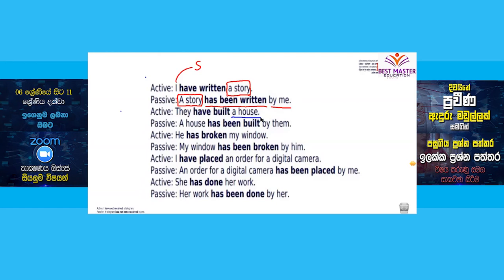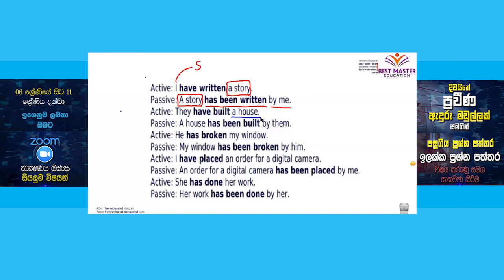The next sentence. Come on, try to write the passive voice. I'll give you 1 minute. He has broken my window. He has broken my window.